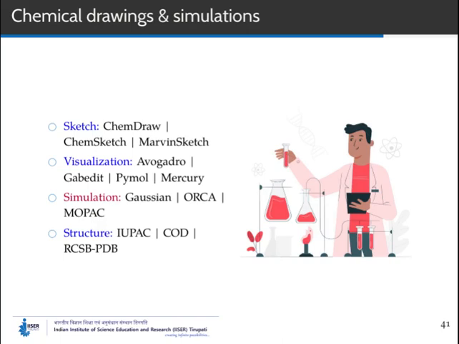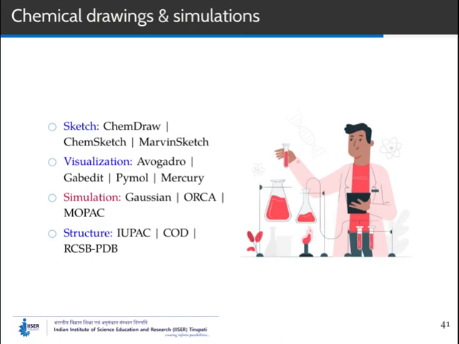For chemical drawings, ChemDraw and ChemSketch are very professional, of which ChemSketch is available as freeware for normal usage. You couldn't do much with it, whereas ChemDraw offers advanced features, but it is a paid subscription. MarvinSketch is about equal to ChemSketch. It offers good solutions for designing a molecule. For visualization, both Avogadro and Gabedit are very good for three-dimensional visualization. PyMOL can be used for visualizing proteins and bio-related things. And for crystal-related things, you could use the Mercury software.